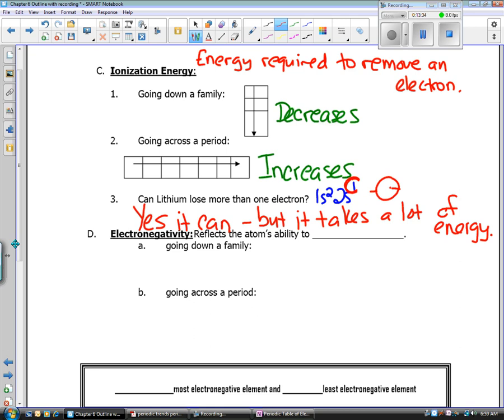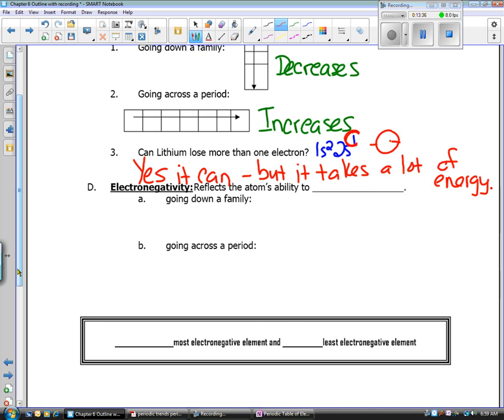The last one is electronegativity, and that reflects an atom's ability to attract electrons to itself in a bond. So it reflects the atom's ability to bond. That's probably what that one blank is supposed to be. But I want you to know that it's actually the ability to attract electrons to itself, which forms that bond.